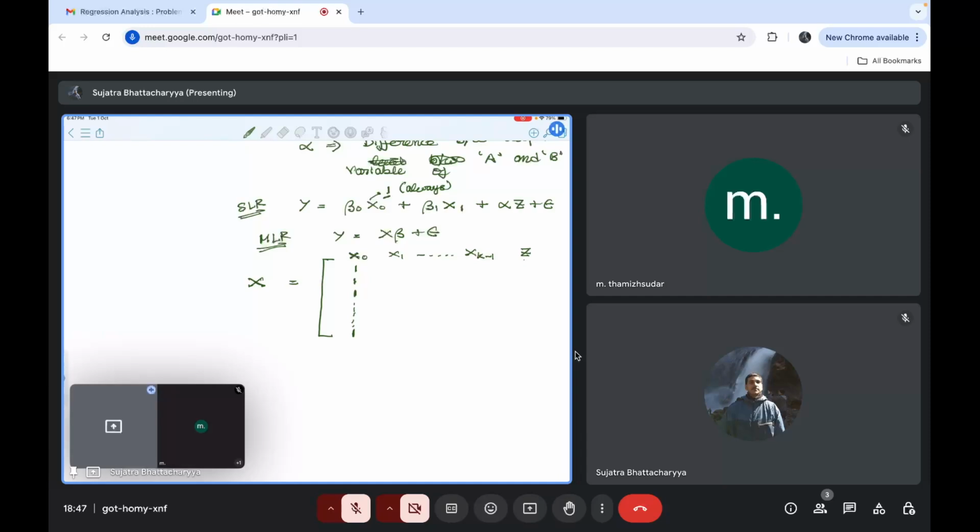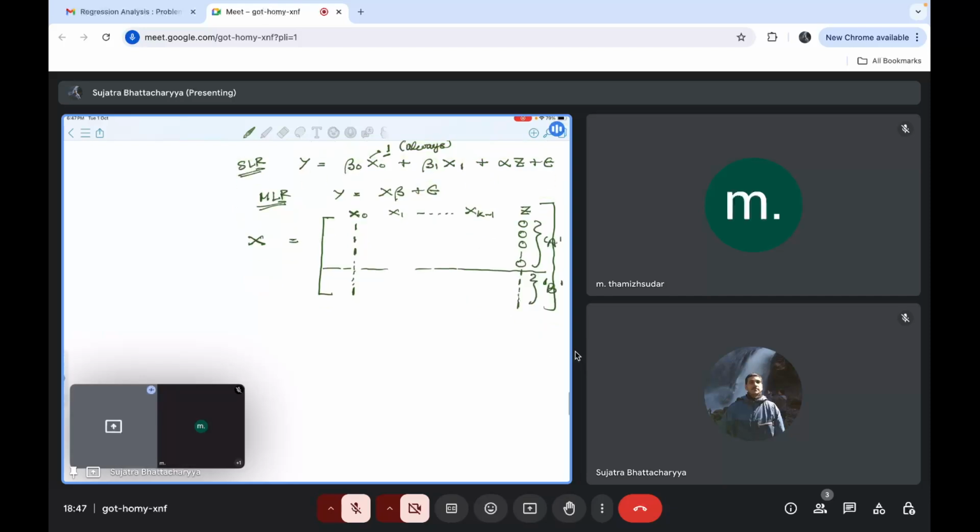Finally, at the z, you have to put either 0 or 1, right? So for A, it will be 0. Up to some level it is 0 and then it is 1. So all those rows where it is 0 are coming from set A, and all those which are 1 in the Z column are coming from set B. This is now your new X matrix. Okay. So Z is already covered here. But then what will be the beta?